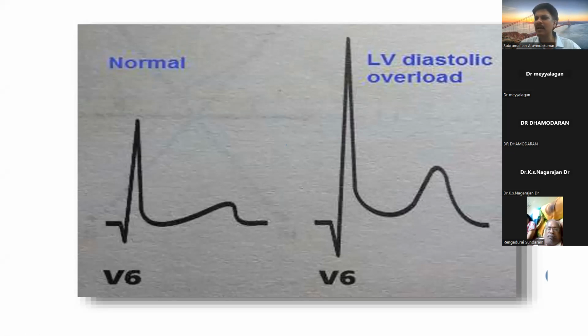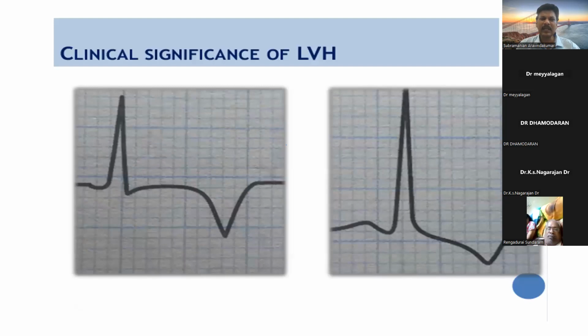Common things are commoner. Hypertension is the common disease. So completely understand left ventricular hypertrophy in systolic overload. The clinical significance of the LVH: see here, you have to differentiate LVH from ischemia. See, any T inversion, ischemia should be ruled out.